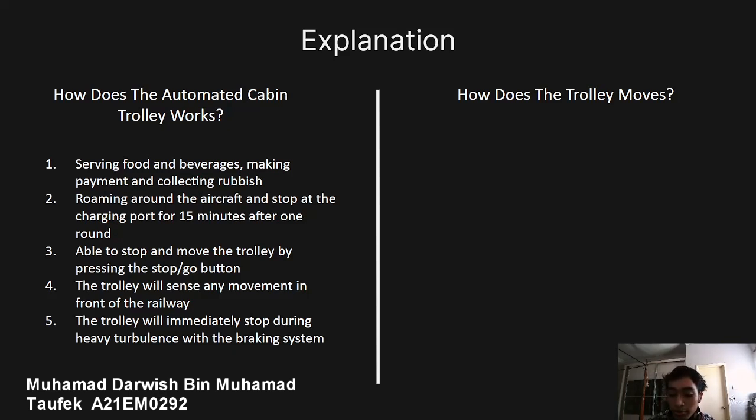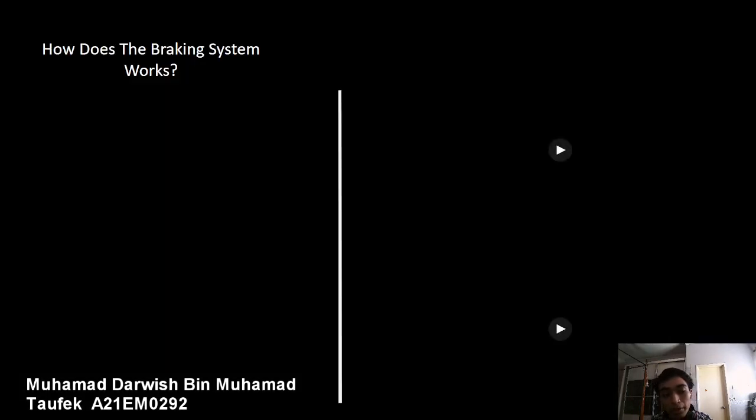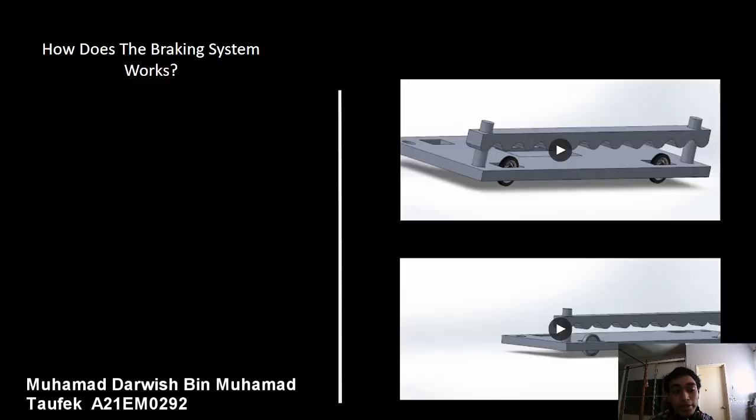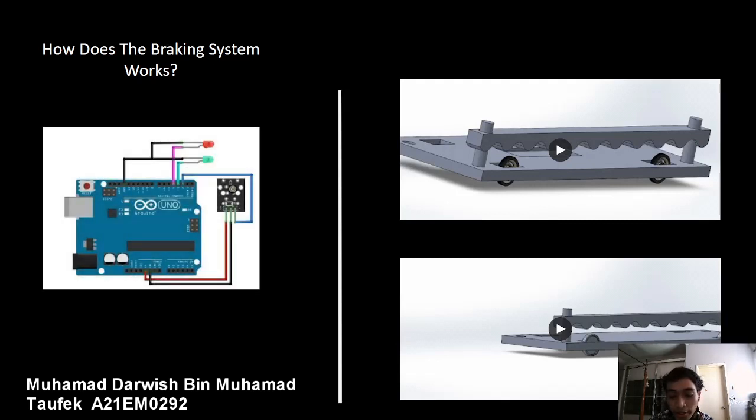So the trolley moves forward because the wheels under the floor will revolve. The Arduino, which we can see in the slides, will control the wheels' movement. So people might be wondering how the braking system works. Basically it consists of a brake, spring and solenoid. So the gyro sensor will detect sudden movement in severe turbulence.